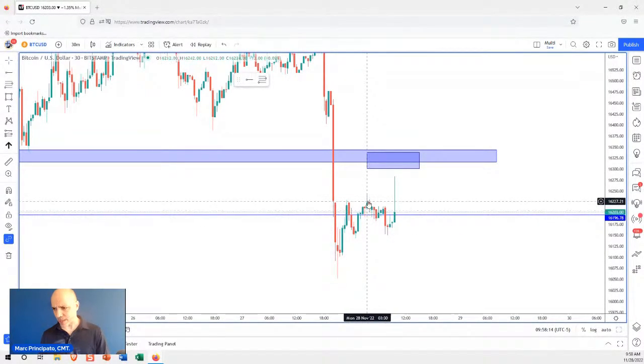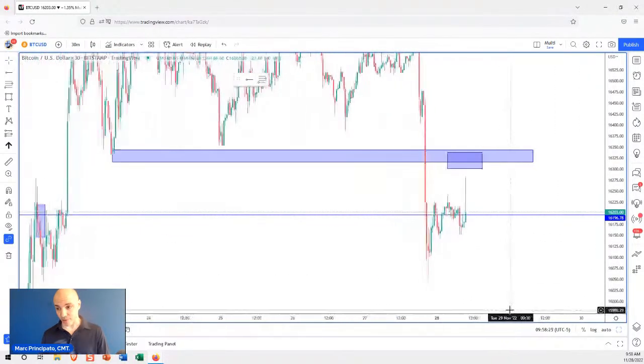Then you have basically 16,225. If you want to round that to 16,250, that's fine. And then you have this area up here, which is 16,300. Those are your day trade levels, okay?